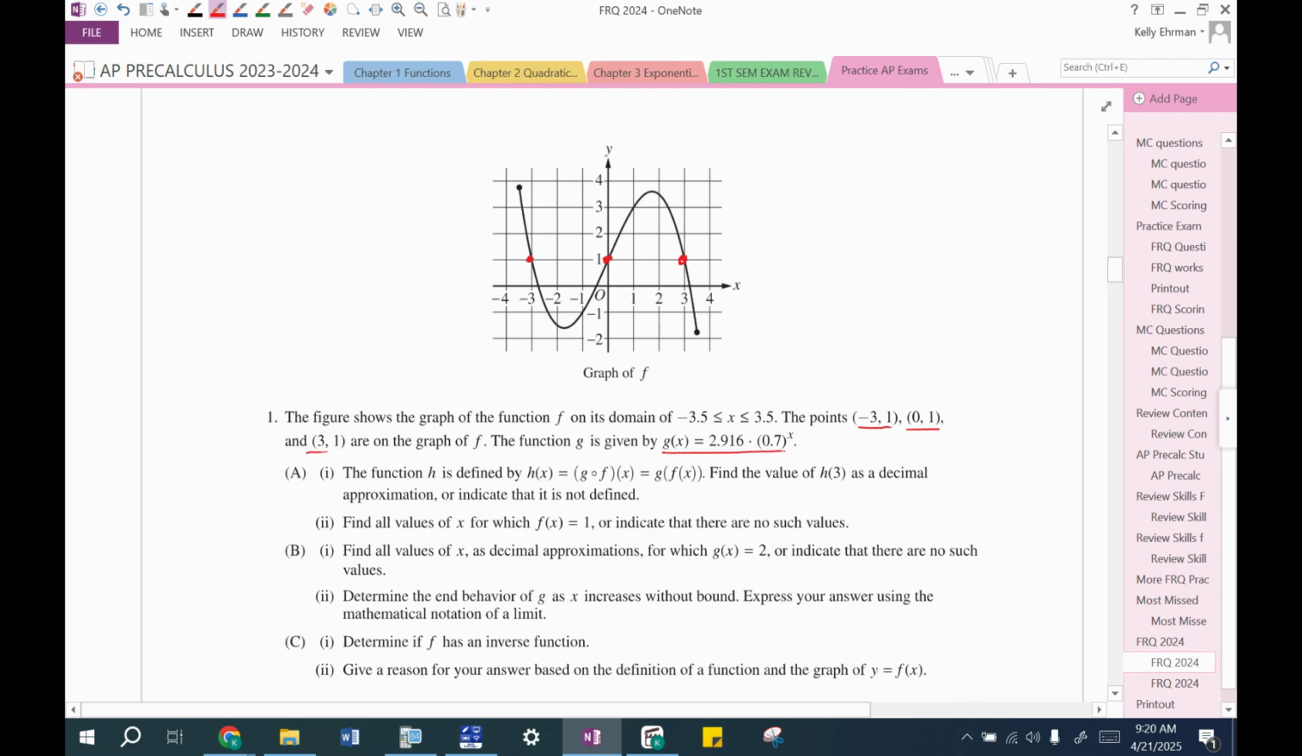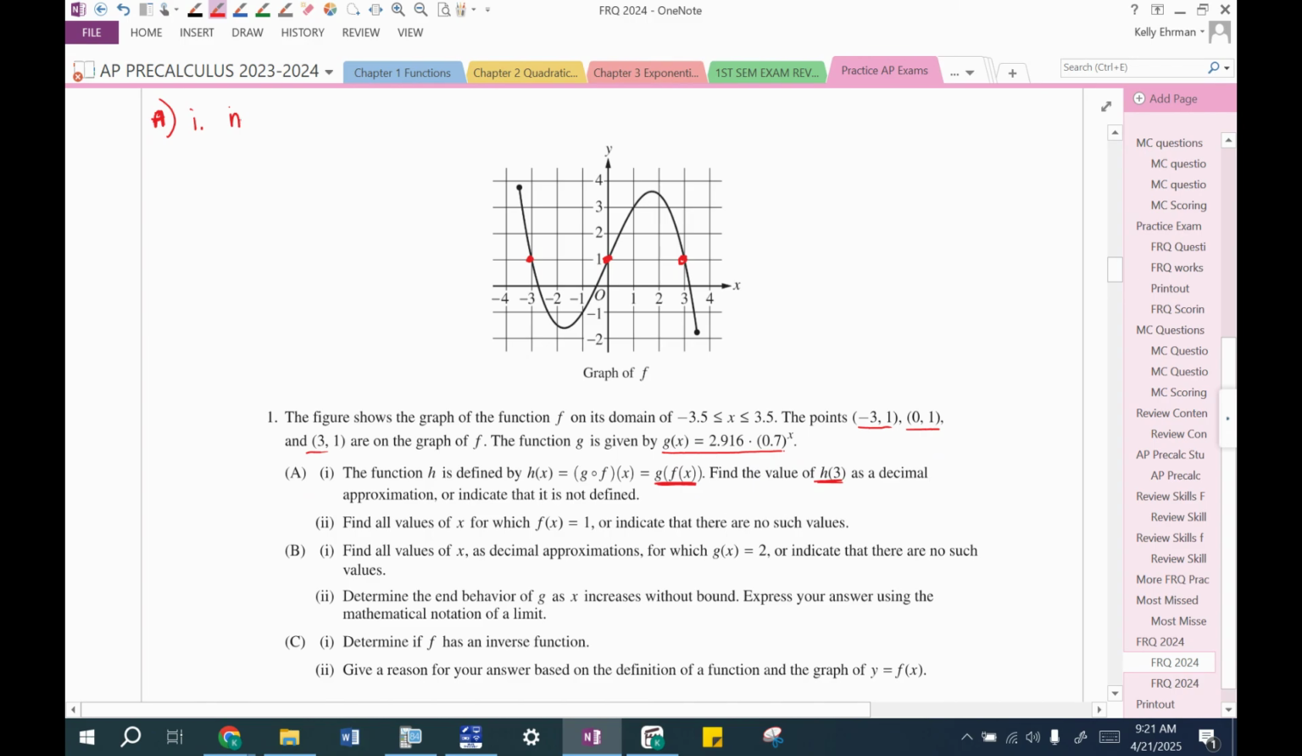Function g is this exponential function. h is defined as g composed with f of x, g of f of x. So this first part, A1, is always a composition. Find h of 3 as a decimal approximation or indicate that it's not defined. So that I can still see the problem, I'm going to put my work just around the borders here.